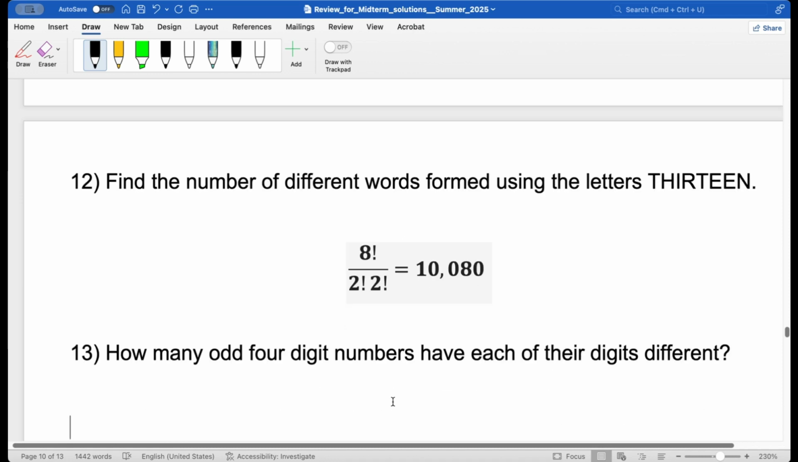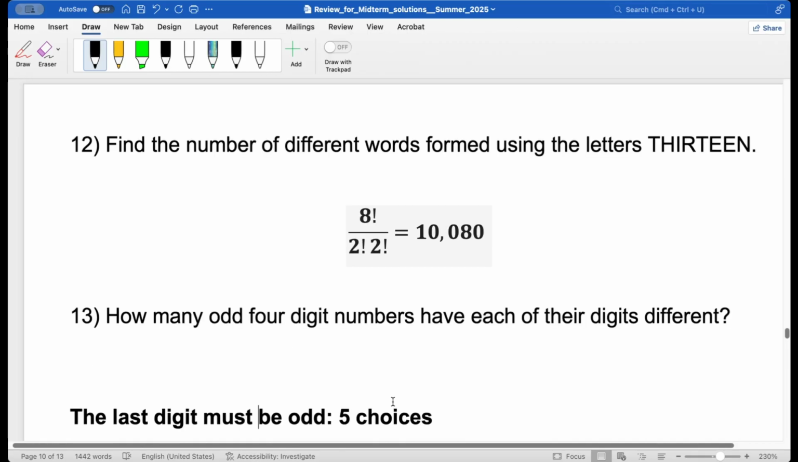13. This one's a little trickier. How many odd 4-digit numbers have all different digits? So a couple of things here. When we say a 4-digit number, we don't want to allow starting with a leading 0. That's the first thing. So we're not going to allow a leading 0. And in order for a number to be odd, its last digit has to be odd.